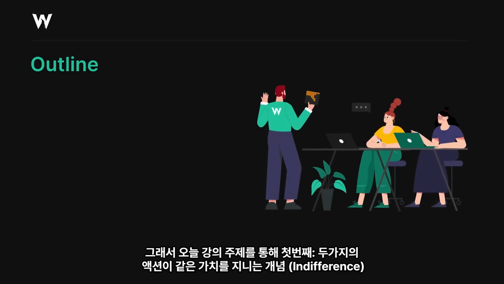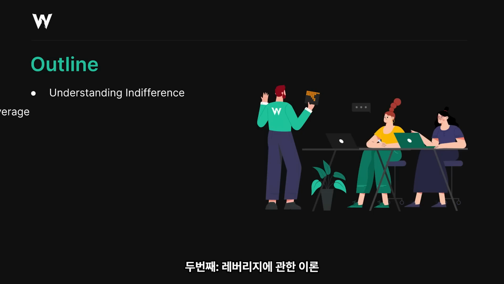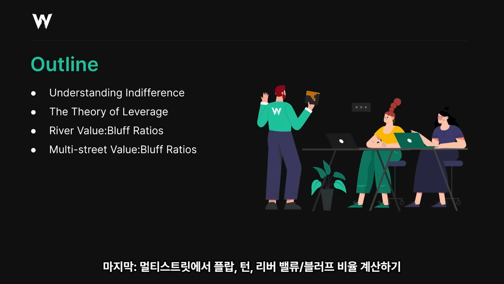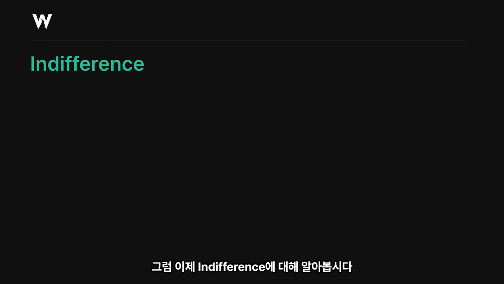So in today's lecture, we're going to go over understanding the concept of indifference. We'll talk about the theory of leverage. We'll talk about how to calculate value to bluff ratios on the river. And finally, we're going to work backwards from the river and show you how this works in a multi-street game so that you can calculate these numbers on the turn and the flop as well. Let's start by talking about indifference.